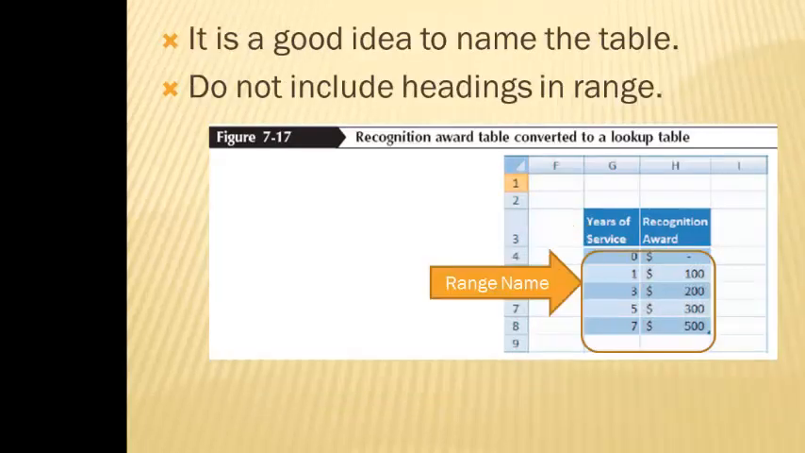It's a good idea to range name the table. Do not include the headings in a range when you name it. So you would highlight the section you see here, which would be from G4 through H8, and then in the name box, you would simply type the name of your table.